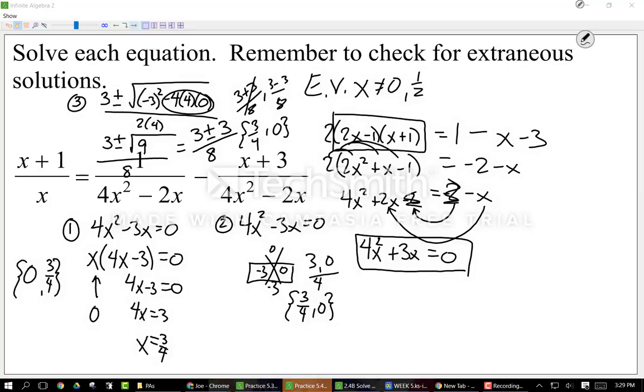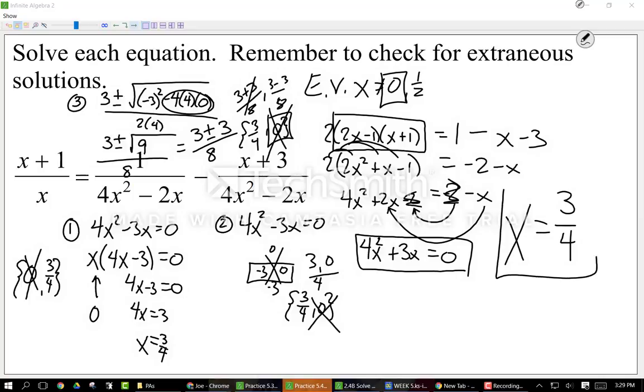But from before, we said if any of the excluded values match up with my solutions, they don't actually count. So the 0 in your solutions doesn't actually count. So x equals 3/4 is the only valid solution. The 0 is not a valid solution. That is what we call an extraneous solution.